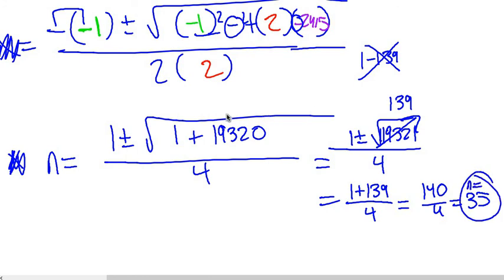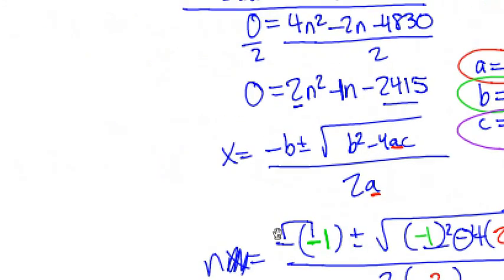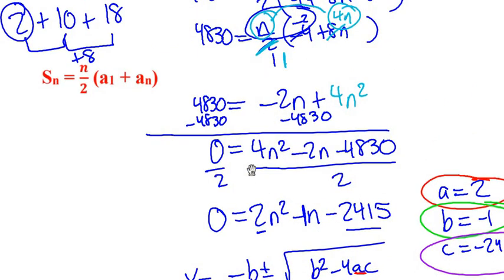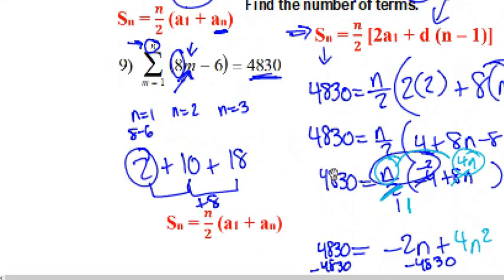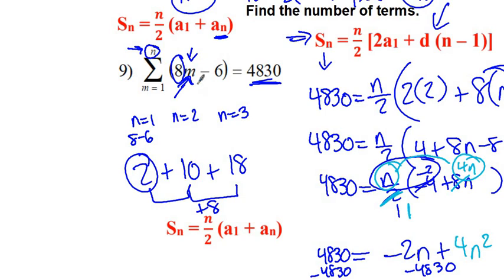So that means the series, let's go way back up here, the series that has, where do we begin? Here we go. The series that has this formula and that adds up to 4,830 would have 35 terms in it. So that's how we can find that.